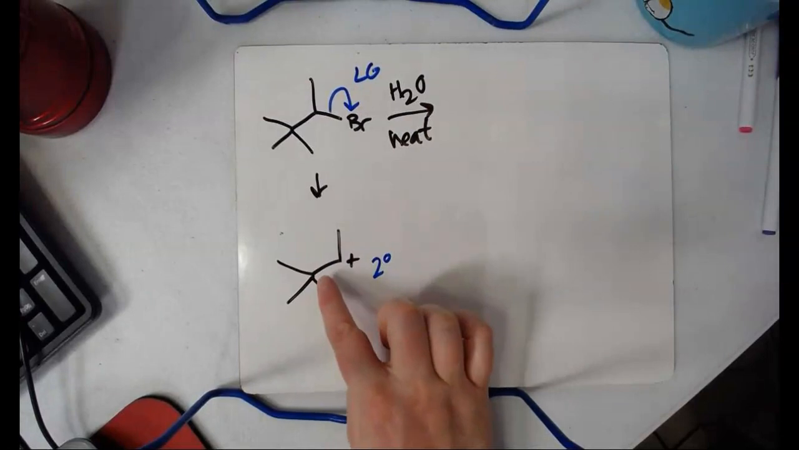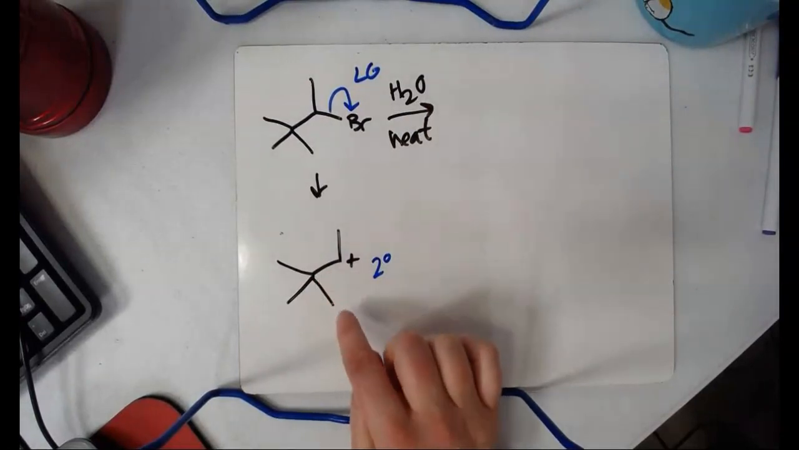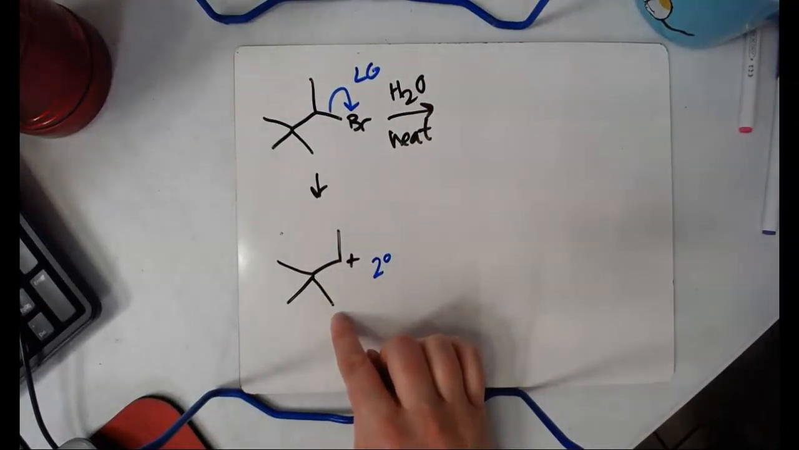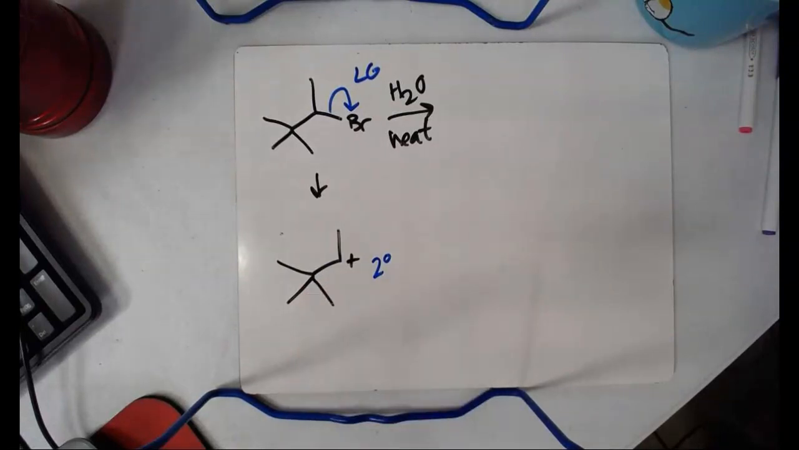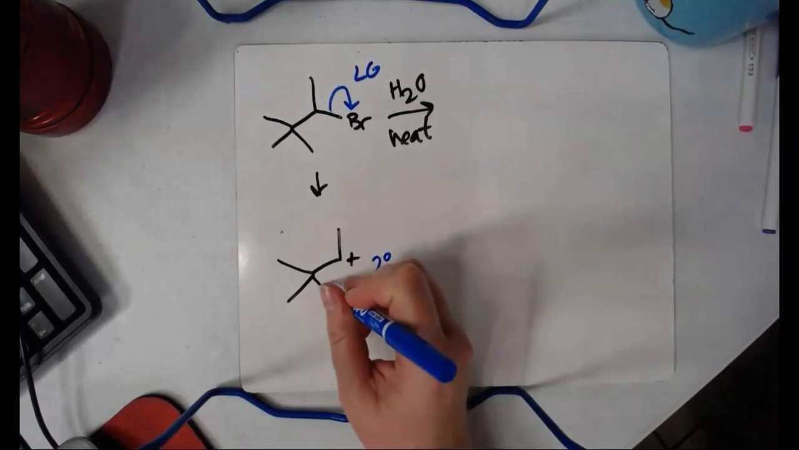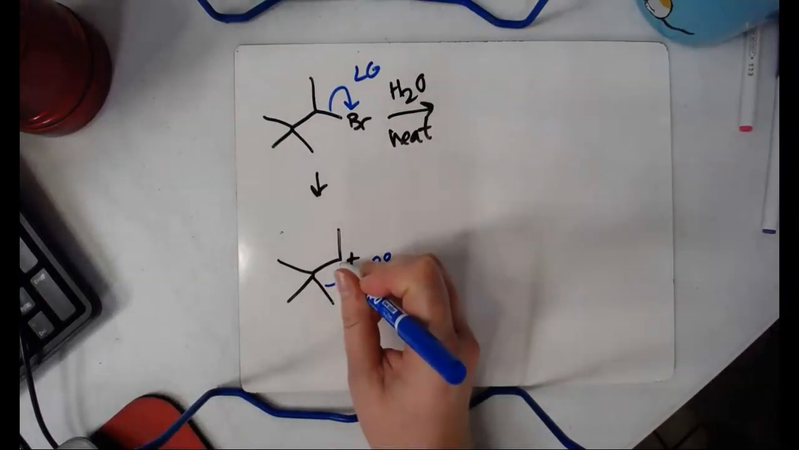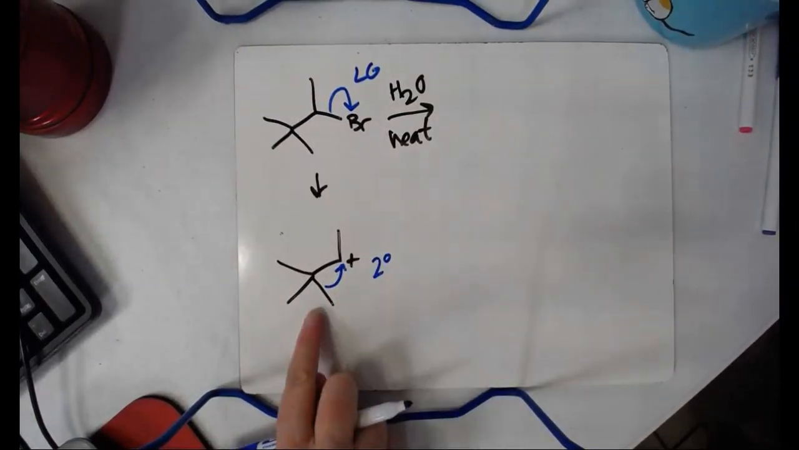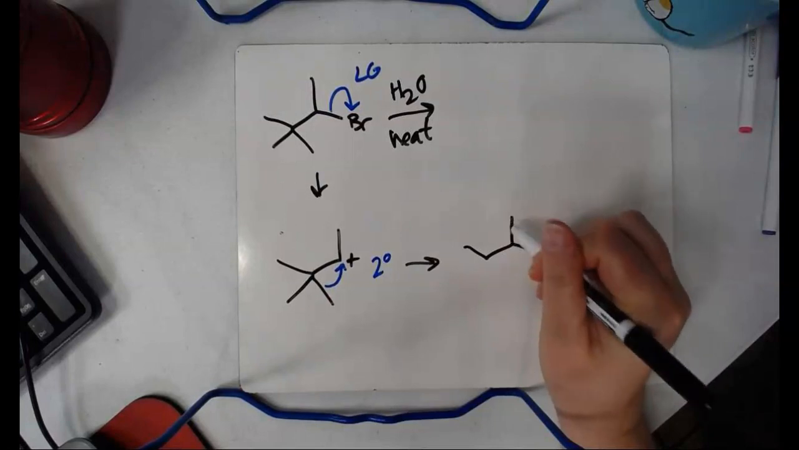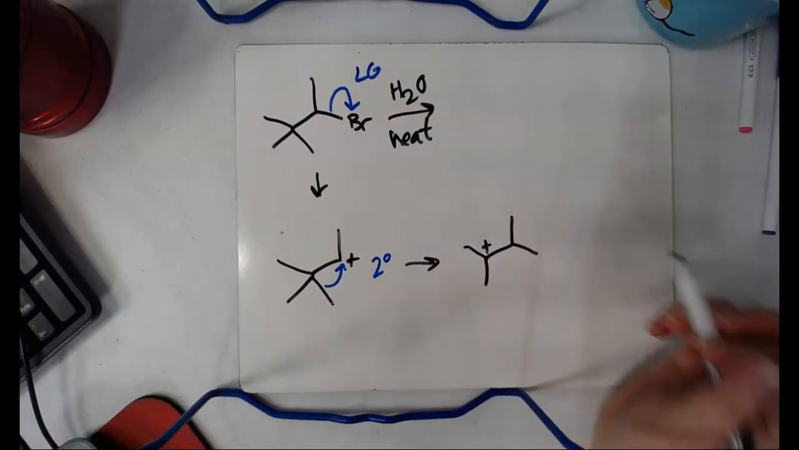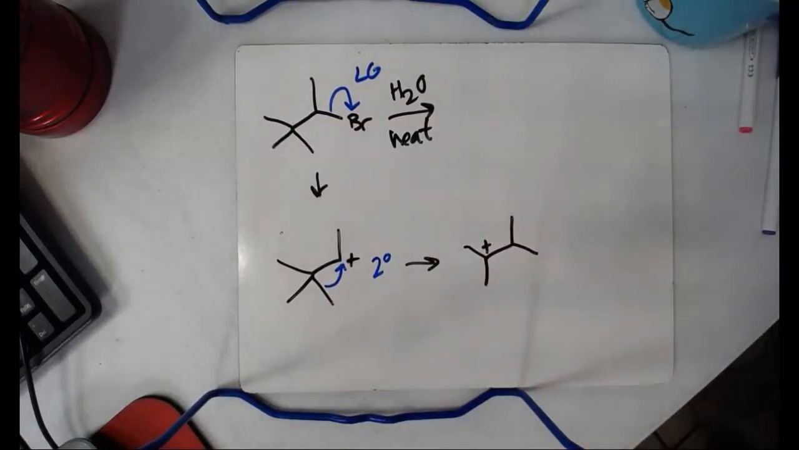Down here, there aren't any hydrogens to shift, but if we shift over a methyl group, we'll end up with a tertiary carbocation at this position. So that's what we're going to do. I'm going to take this methyl group and shift it right over there. So I'm starting at the electrons of that bond and going onto that carbocation. And there's my new structure.